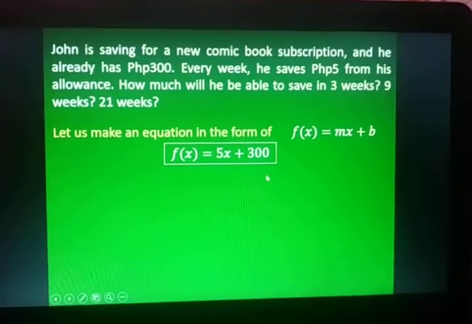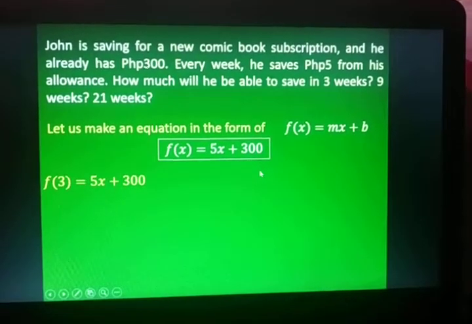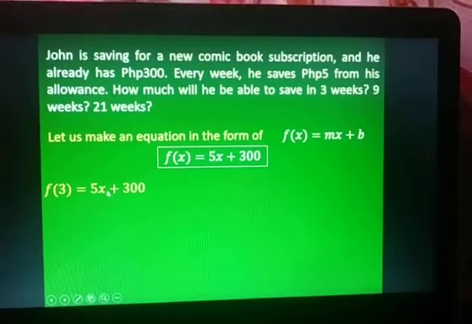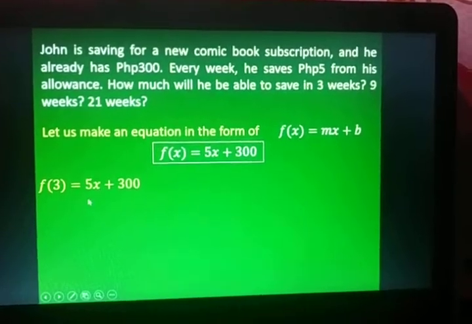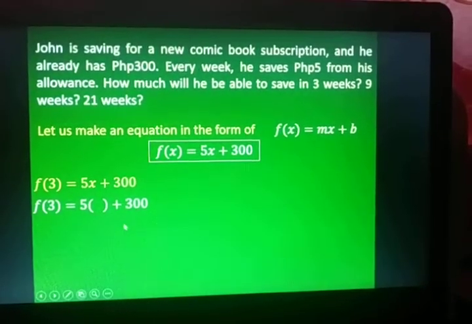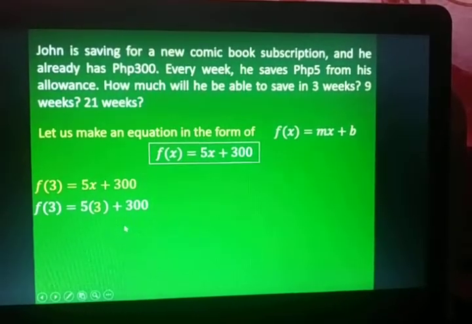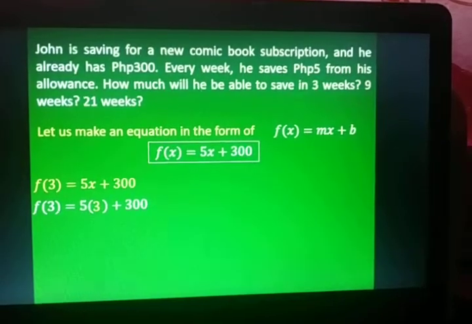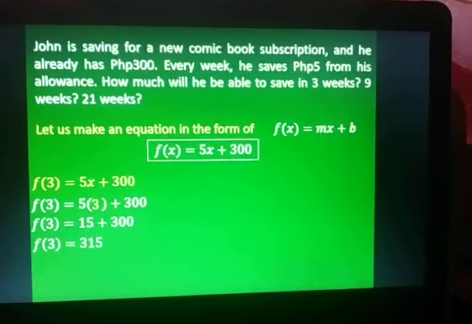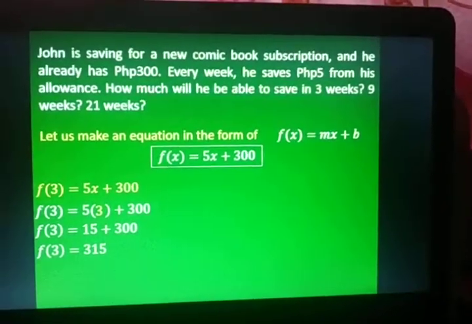Okay, so we'll solve for f of 3, or in 3 weeks, how much. Let's change x here into 3. Copy, f of 3 equals 5 times 3, plus 300. So at f of 3, that's 15 plus 300. So in 3 weeks, John will have 315 pesos.